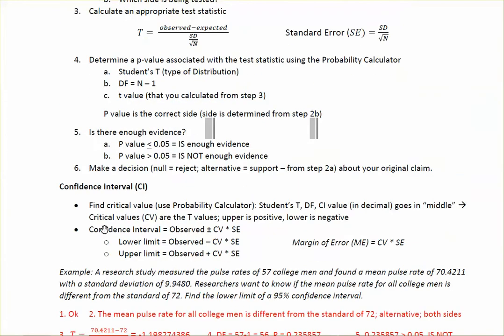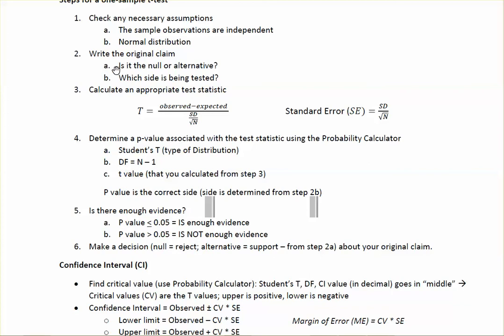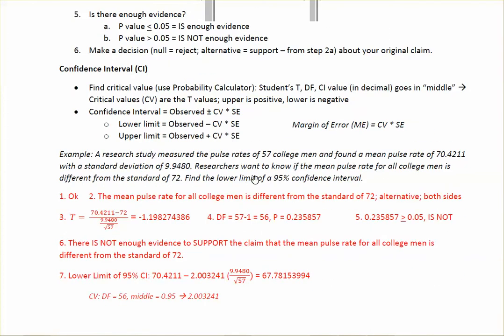The next part, write the original claim. Is it null or alternative? If you look at this, the original claim is the mean pulse rate for all college men is different from the standard of 72. Remember, different would mean not equal. So that's where you're getting that it's the alternative right there, because different is not equal, alternative. Also, because we're just talking about it being different, we're not talking about it being less than or more than. It's going to be both sides or both tails. So that's the second part.